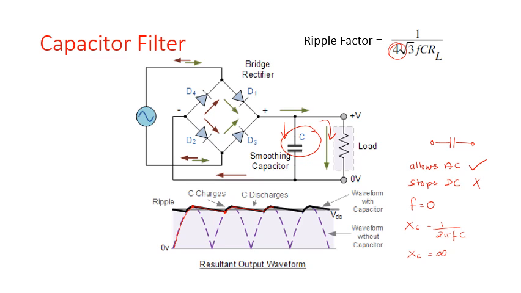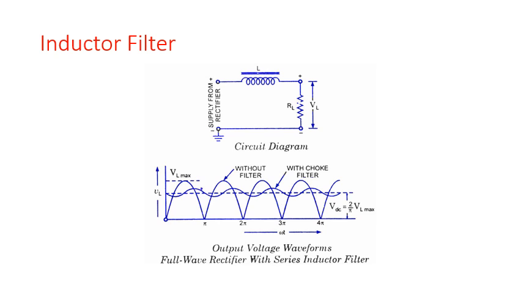The capacitor is placed in parallel with the load. The inductor, when I draw an inductor filter, is placed in series with the load. Now over here I have not drawn the rectifier part of the circuit, so you can draw a rectifier before this. It is definitely a full wave rectifier, as you can see from the waveform shown below. What happens in an inductor? You have XL is equal to 2πfL. So an inductor is something that will allow DC to flow and it will stop AC from flowing.